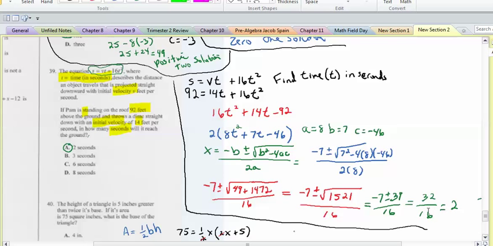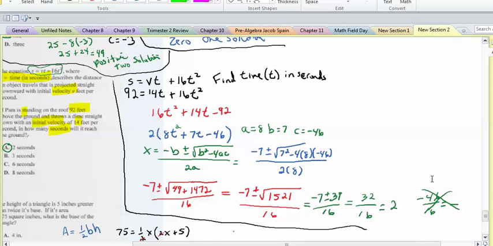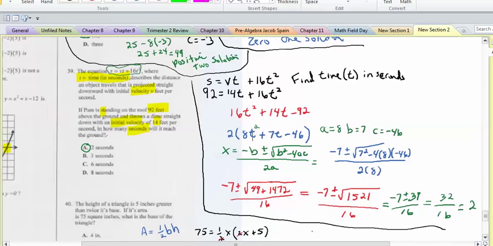I divided. 16 will go into 32 2 times. Remember, there's a plus or minus. So then I did the other one. But I got a negative 46 and a positive 16. You can never have a negative in a velocity or seconds. So my answer is 2, and that's how we got our letter A.